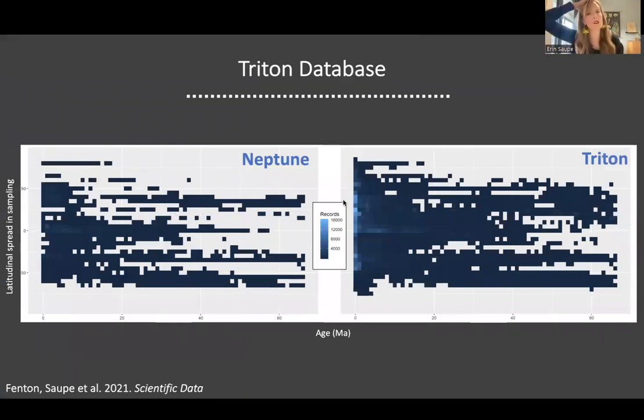On average, you can see that these efforts resulted in a large increase in the number of occurrence data for each time period and each latitudinal zone or region between Neptune and Triton, which is our new database. The densest records in Triton are, of course, towards the present, which isn't at all surprising, but the records are also fairly dense across latitudes, even going as far back as the Eocene. So for any of you interested in the database, please do check it out. It's now freely available, and I'm happy to answer any questions about it as well.